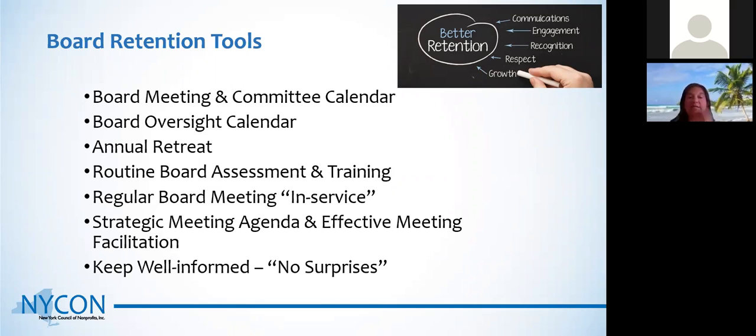Also, I want to say distinguish between governance and operational issues. So if you're an all-volunteer board, or if your board addresses a lot of operational issues, have your governance things first. Have your board development committee report, have your finance committee report, and then talk about the program calendar for the season or the webinars that you're going to be doing, or whatever it might be.